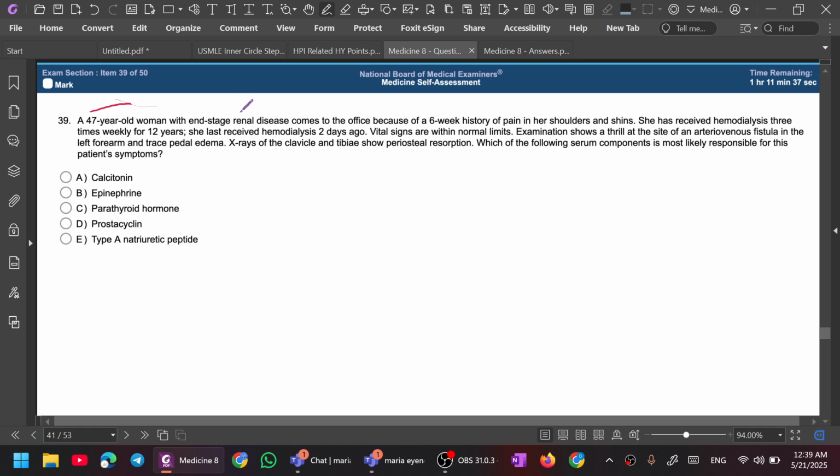A 47-year-old woman with end-stage renal disease comes to the office with a 6 week history of pain in his right shoulder and shin. He has received hemodialysis 3 times weekly for 12 years. Last received hemodialysis 2 days ago. Examination shows a thrill at the site of AV fistula in the left forearm and trace pedal edema. X-ray of the clavicle and tibia show periosteal resorption. Which of the following serum components is most likely responsible for these patient symptoms?